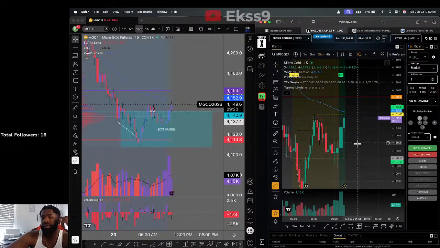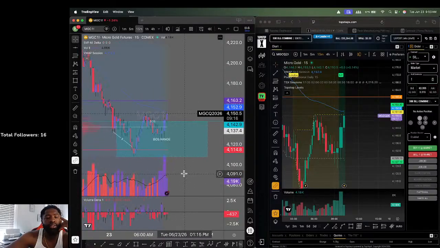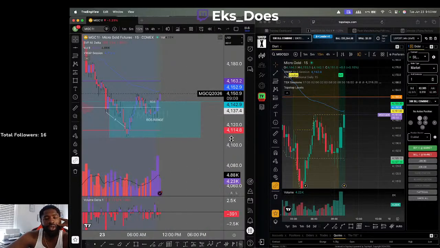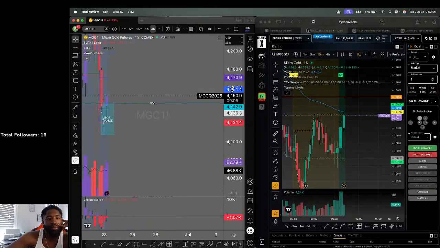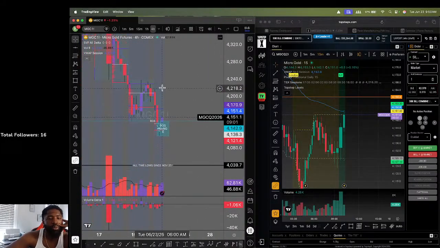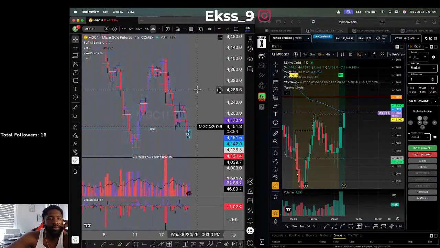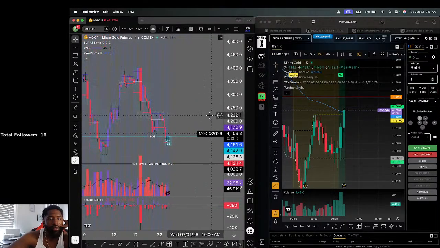I would still be in profit at the moment, but I believe this move is a move for fuel to be grabbed or fuel to be gained for the continuation to the downside, right? Because on the higher time frame, this could be just the pullback, a slight pullback needed to continue the downside movement. Yeah, we are bearish right now in gold, right?